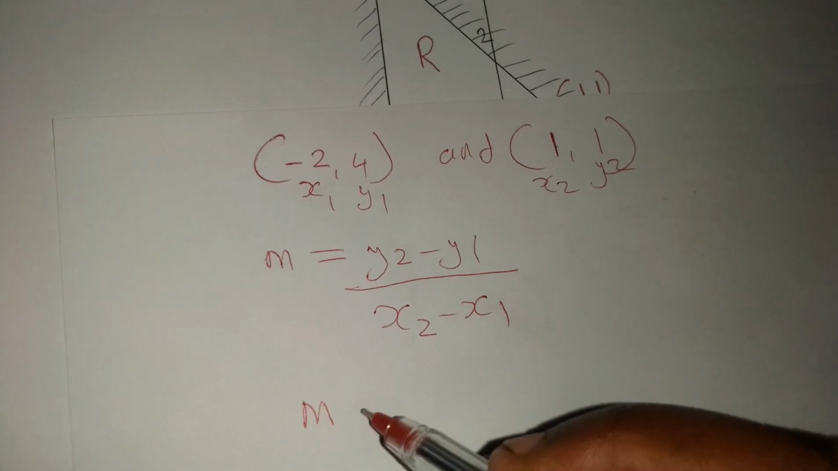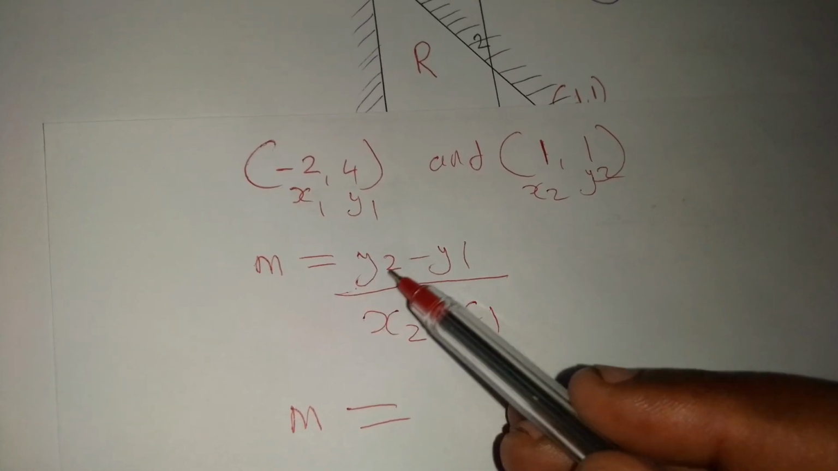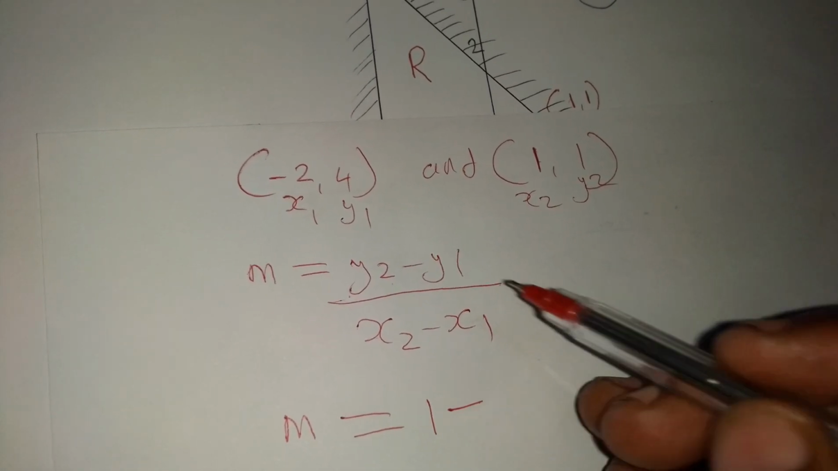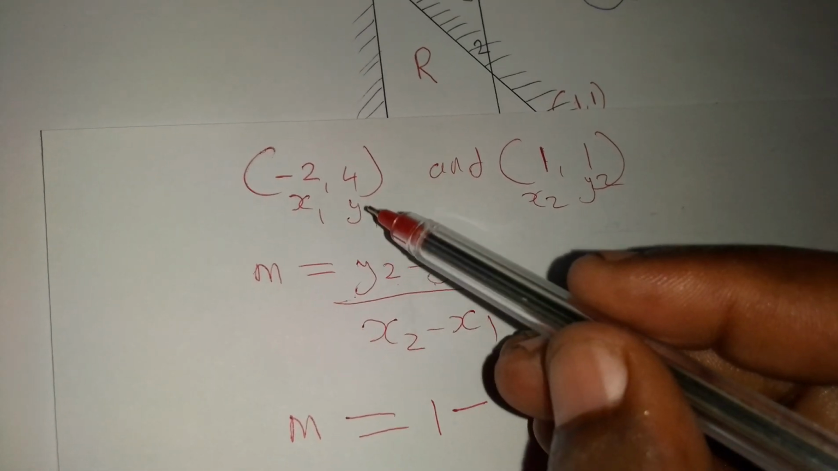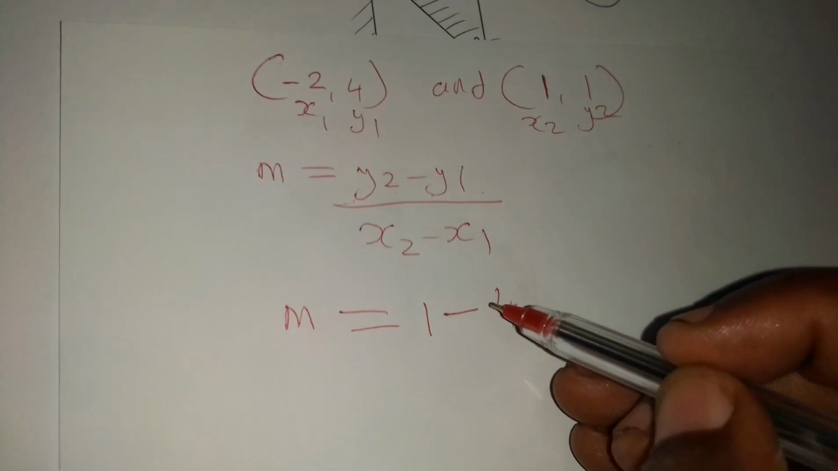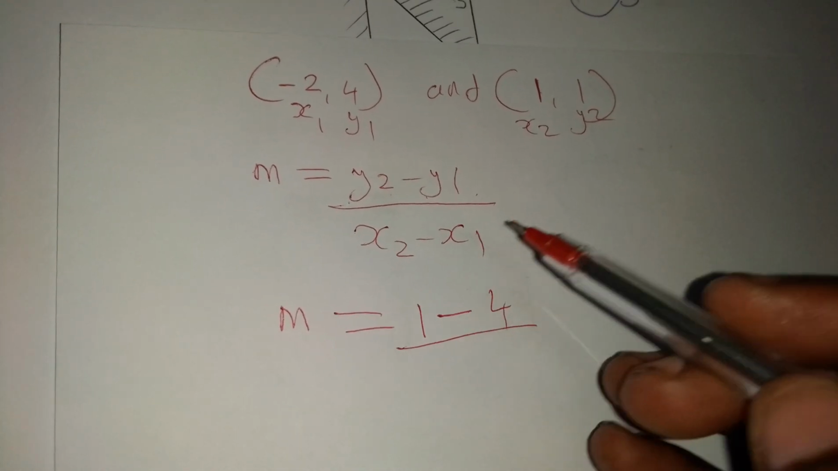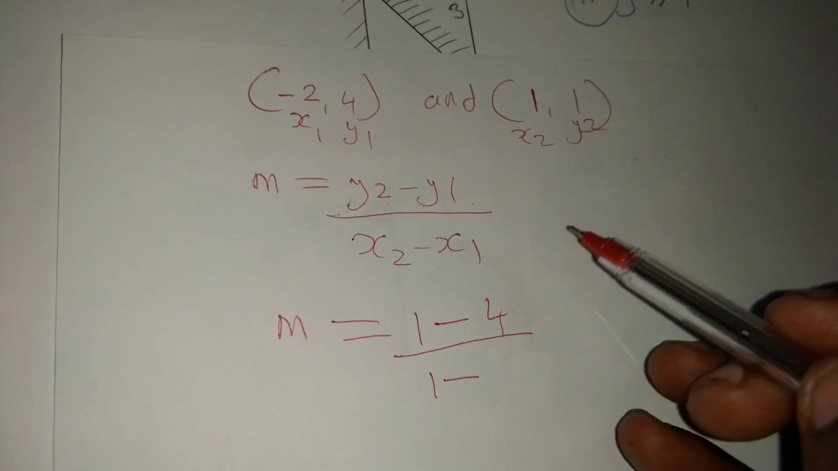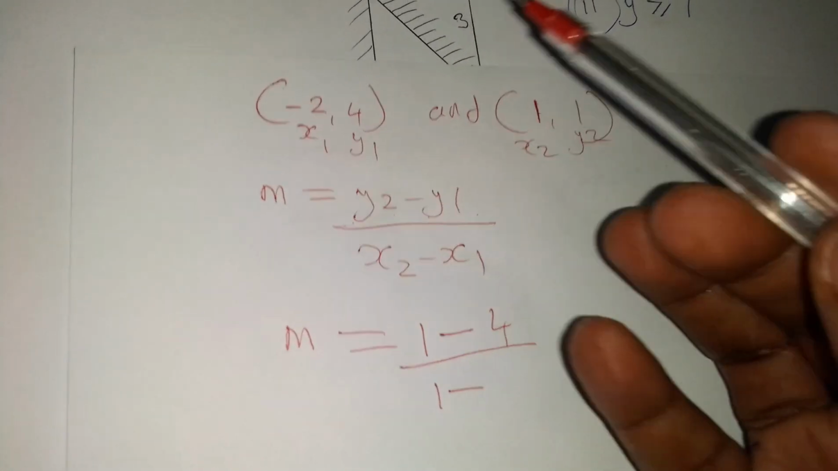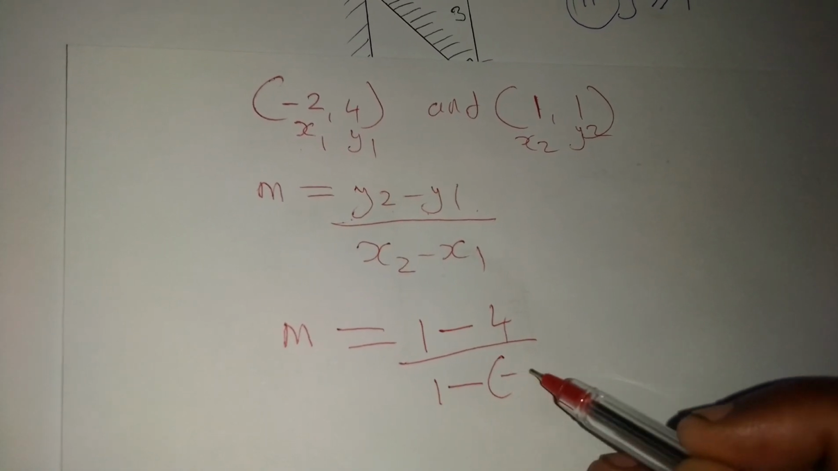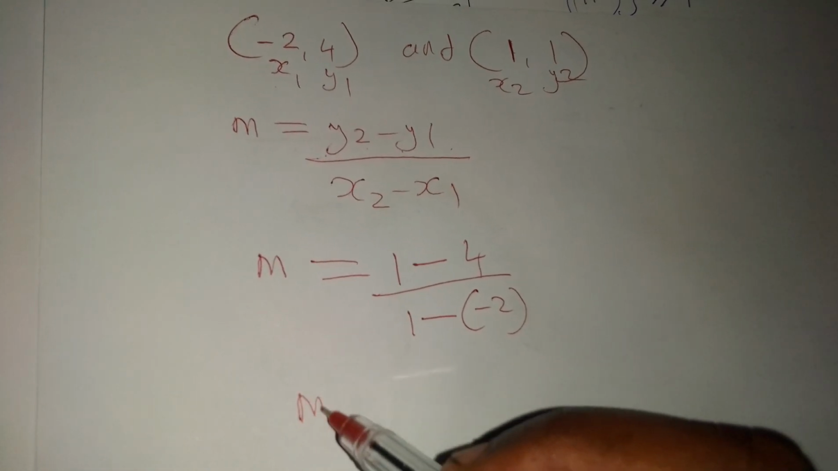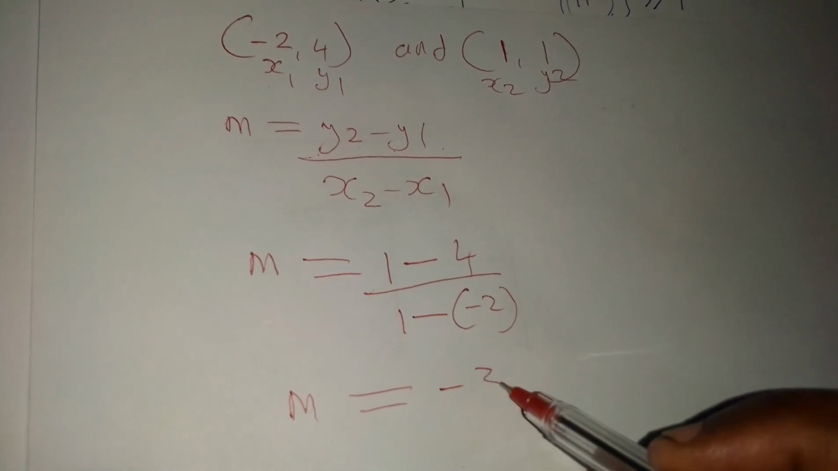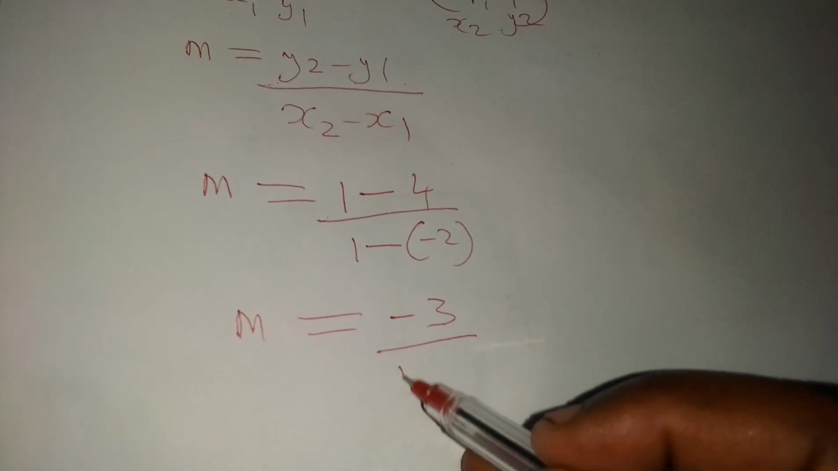Then we say our m is equal to y2. Now y2 is 1, 1 minus y1. So y1, as you can see, is 4. Then over x2. So x2 is 1 there. So 1 minus x1. On x1 there is a negative, but we also have this negative, so we'll put it in the bracket. So our m equals 1 minus 4. So 1 minus 4 is -3 over 1.